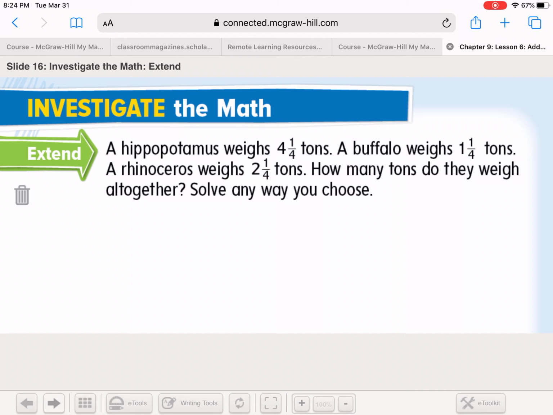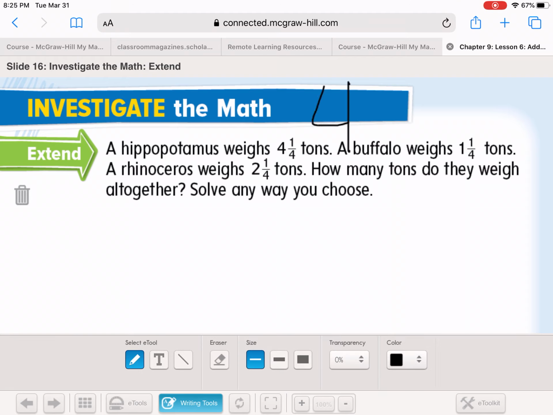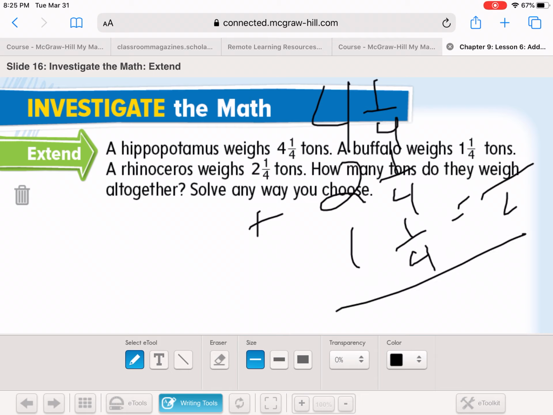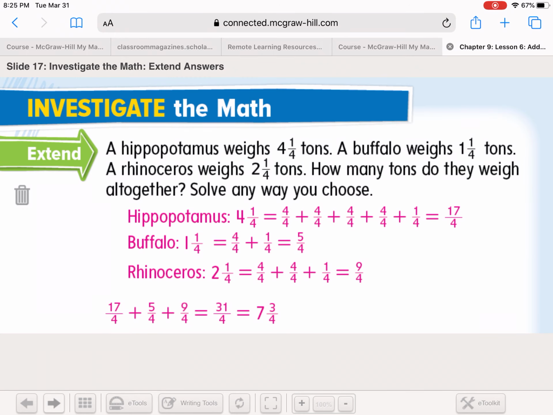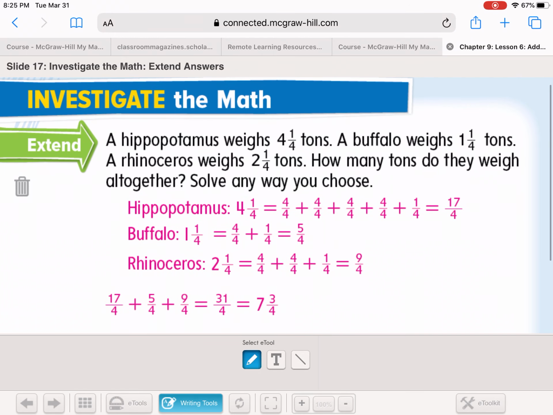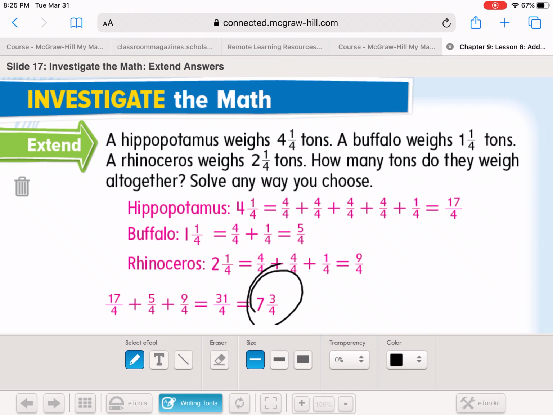So, you know me, I'm going to do 4 and 1/4 plus 2 and 1/4 plus 1 and 1/4. Remember, my denominator stays the same. 1 plus 1 is 2. 2 plus 1 is 3. 4 plus 2 is 6 plus 1 is 7. So it's 7 and 3/4 tons. We got the answer. There it is.